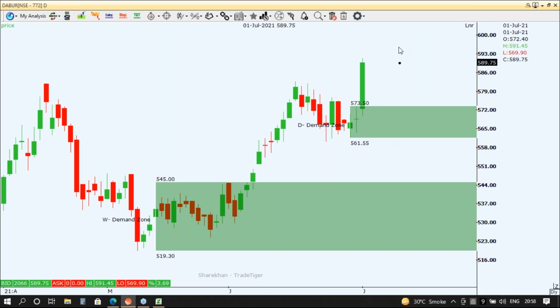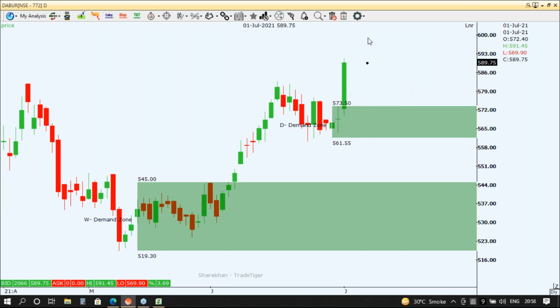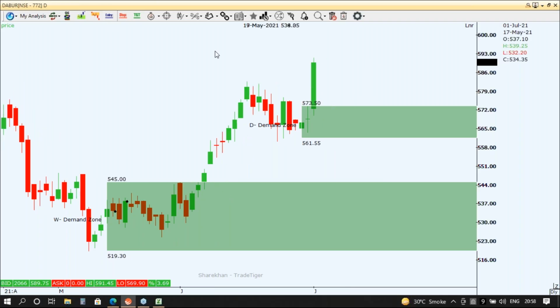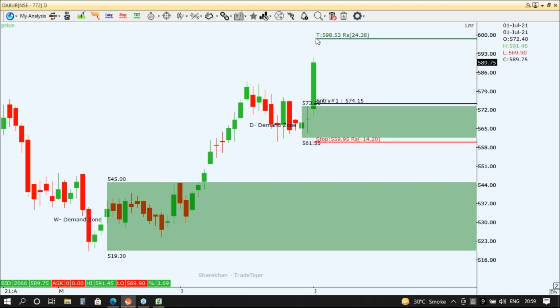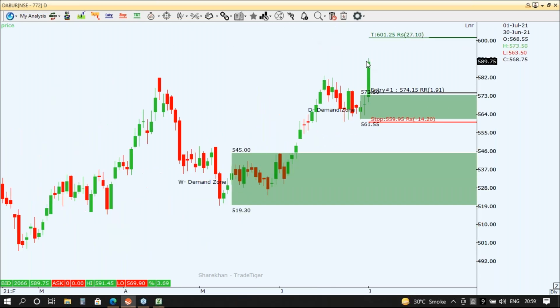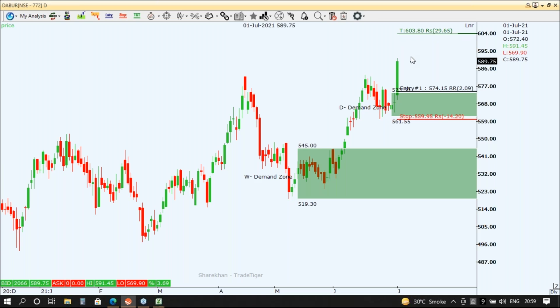573: drop base, big breakout with a demand zone. I love such levels. When a breakout happens along with creating a demand zone, I simply love these levels over here. So this should be your entry. A small 14-point stop loss, and go on with your 2:1 and 3:1 higher targets.